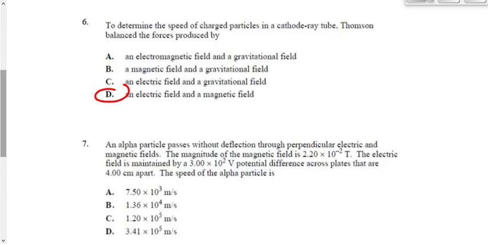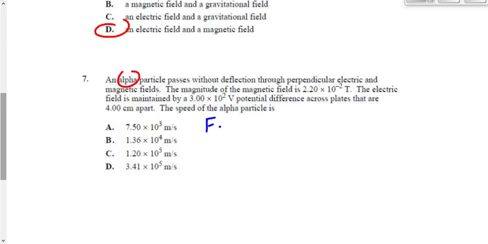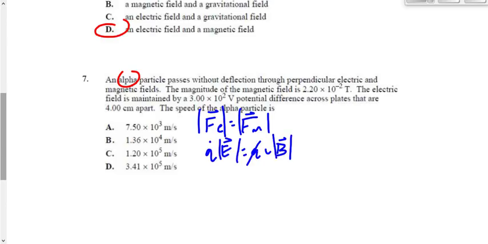An alpha particle passes without deflection through electric and magnetic fields. Find the speed of the alpha particle. So it's not a cathode ray tube. It would be like a mass spectrometer, but we can deal with it the same way. Undeflected would be the velocity selection chamber. Fe equals Fm. And we want to find the speed here. So we say v is equal to E over B, right?